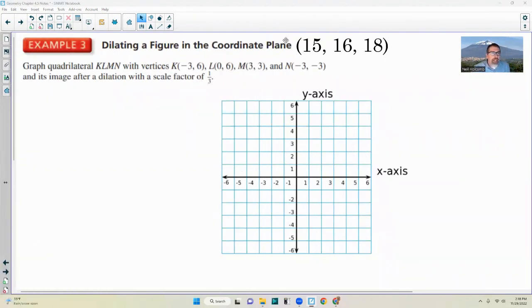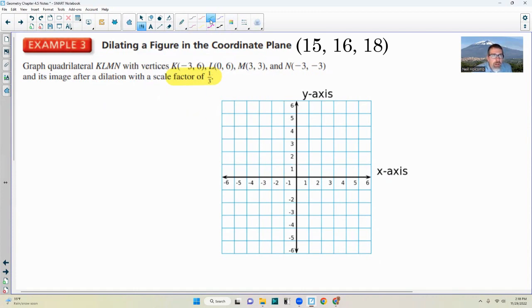All right, example 3, dilating a figure in the coordinate plane again. Here's another example. We're going to graph the quadrilateral KLMN with vertices of these and its image after dilation of a scale factor of 1/3. Okay, so there's a scale factor.